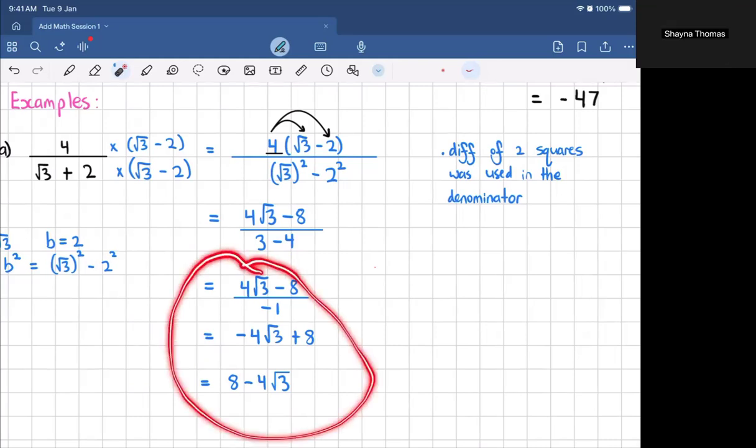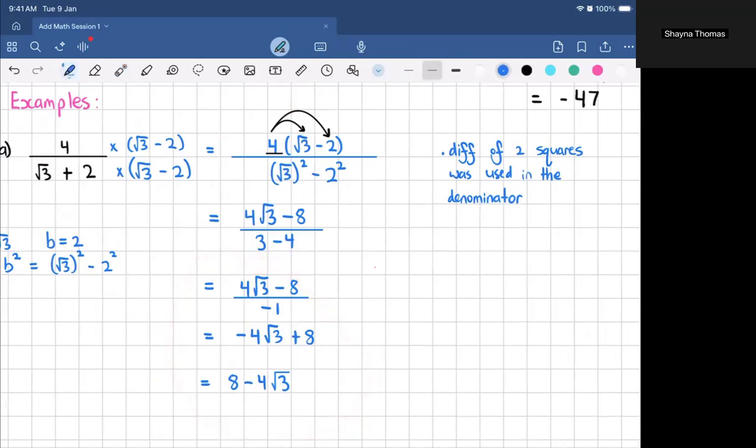No, sir. Because when you divide, the negative and negative gives a positive. Okay, great, that's excellent then. I'll put the work in here as well. So 4 √3 over -1, right? And then we would have -8 over -1. And that's how we got -4 √3, and that's how we got +8.